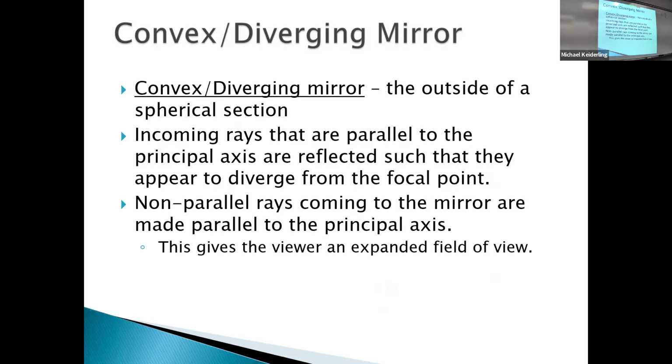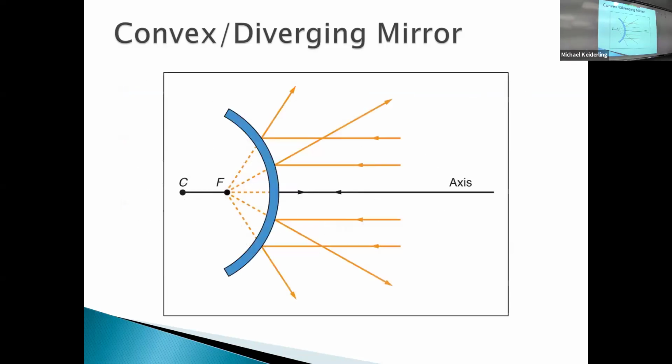For a convex or diverging mirror, you're looking at the outside of the spherical section. So instead of bringing the light together, it spreads it out. Incoming rays that are parallel to the principal axis are reflected such that they appear to diverge from the focal point. And non-parallel rays coming to the mirror get made parallel to the principal axis. This gives the viewer an expanded field of view. So parallel rays coming in look like they're coming from the focal point.